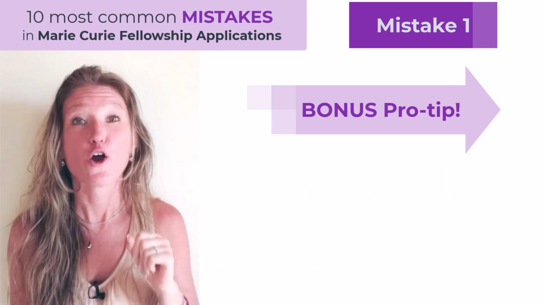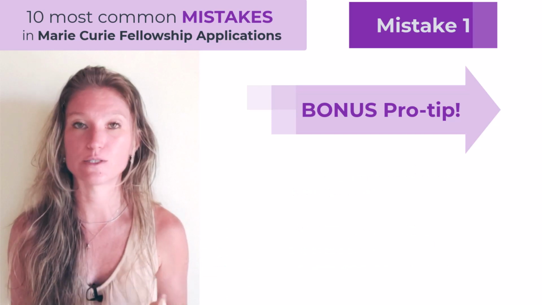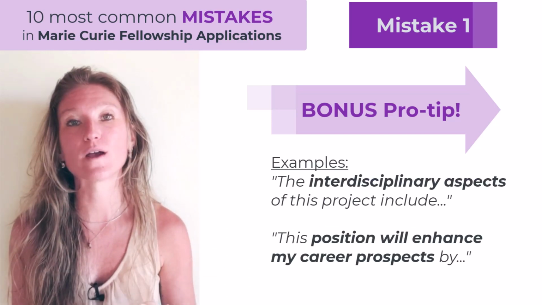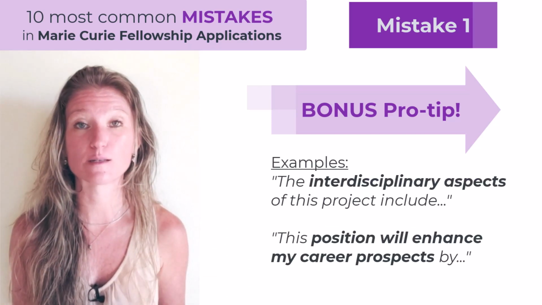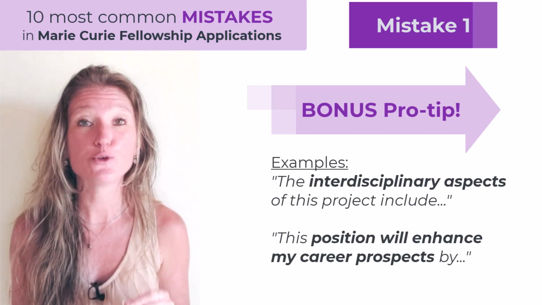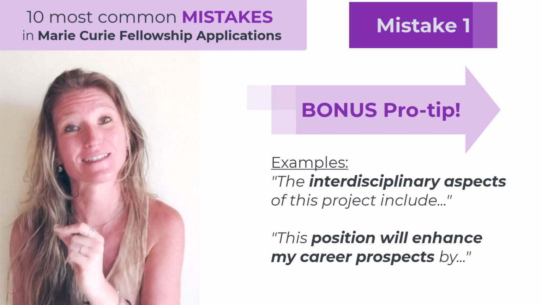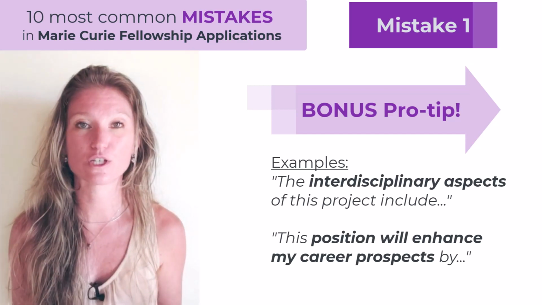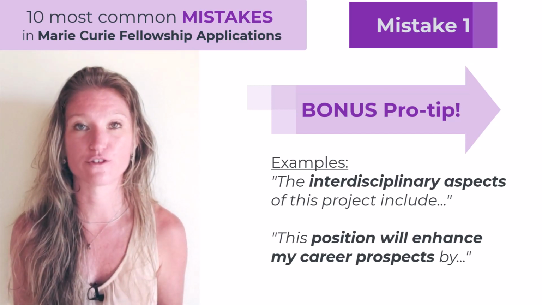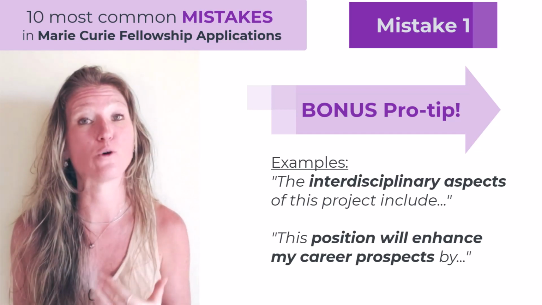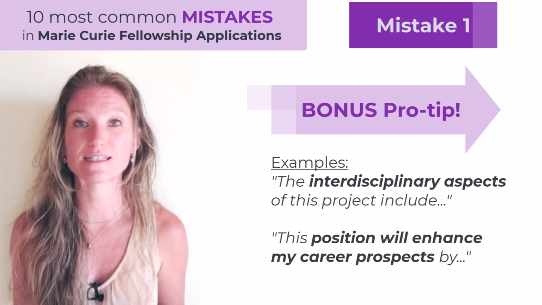For an example of what I mean of using the same types of wording, if a question is asking you for the multidisciplinary aspects of your project, you can start a sentence with "the multidisciplinary aspects of this project include." That signals to the reviewer that this is the information they're looking for, and it also helps you ensure that this text is in the essay.